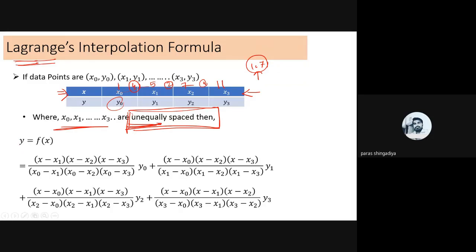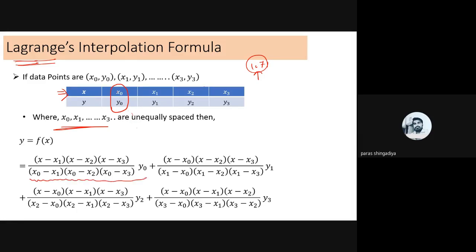Now we'll check this formula to predict the answer. How many data points are given? There are 4 values given: (x0, y0), (x1, y1), (x2, y2), (x3, y3). So first we'll define the formula for the first part, x0, y0. How can we define the formula for the first part? So y is equal to f(x) is equal to, this first term, the formula for x0, y0.